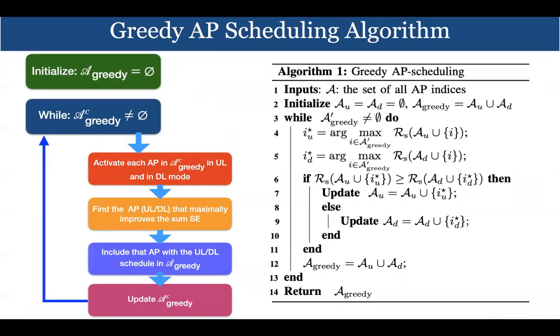Now, in our greedy AP scheduling algorithm, we first initialize A complement greedy as the set of all AP indices. In each iteration, we activate each AP in A complement greedy, in uplink and in downlink mode. Then we find the AP and the associated uplink or downlink mode that maximally improves the sum spectral efficiency. We include that AP with the uplink or downlink schedule in A greedy, and we update A greedy complement. We keep on iterating until all APs are scheduled.